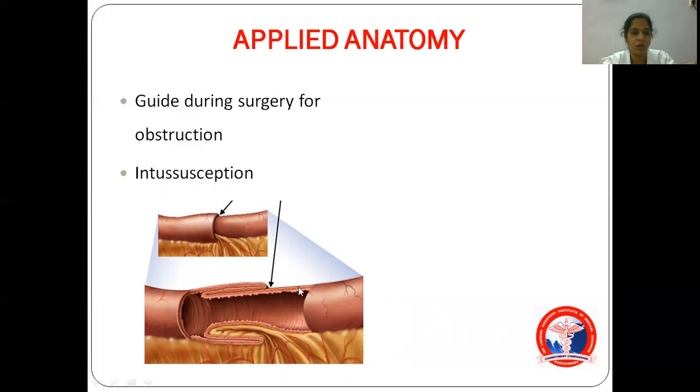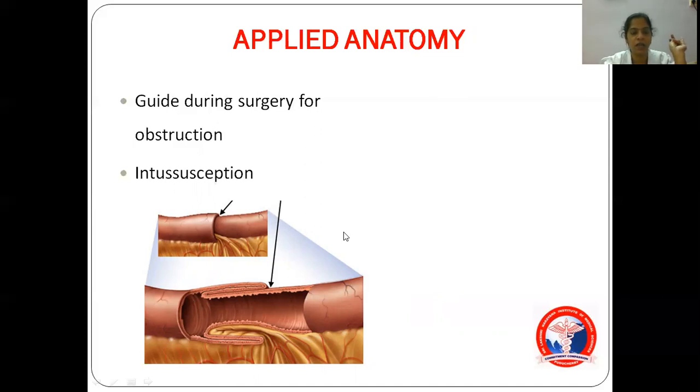Intussusception means one part of the colon invaginates into another part of the colon. This is also called a tube within a tube. It just goes inside. This may happen in the cecum also. A part of the colon may enter into the next part of the colon. That is called intussusception.